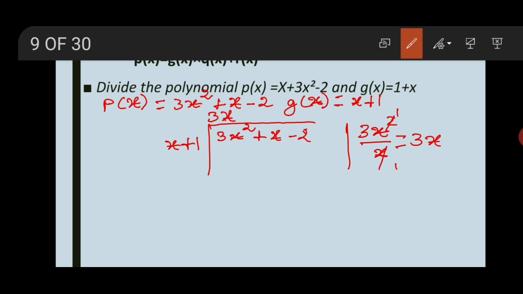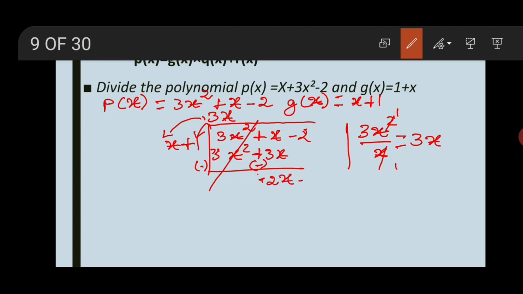Now multiply 3x with each term of the divisor. 3x into x becomes what? 3x square. Again 3x into 1 becomes plus 3x. Now subtract. What is the rule? On subtracting, the second term's sign will be changed. Plus becomes minus. Here also plus becomes minus. Plus 3x square minus 3x square gets cancelled. Here what is remaining here?